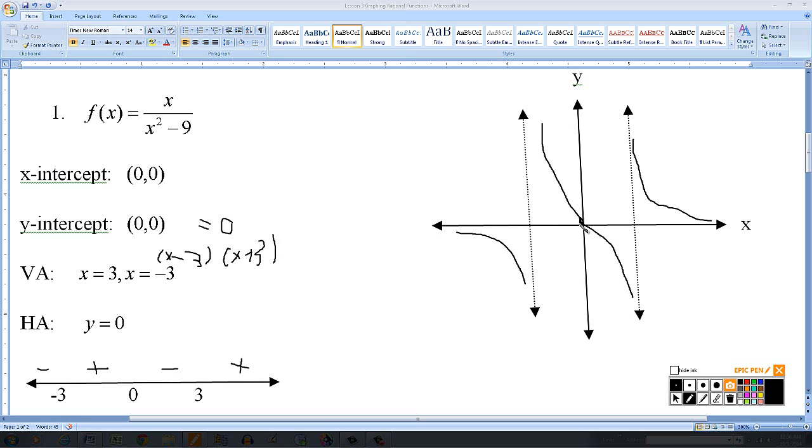The domain of this function obviously is all numbers except 3 and negative 3, because those are the numbers that make the denominator 0.